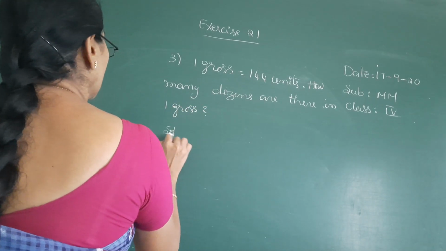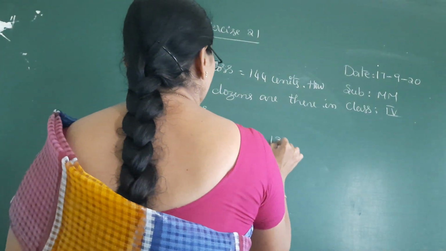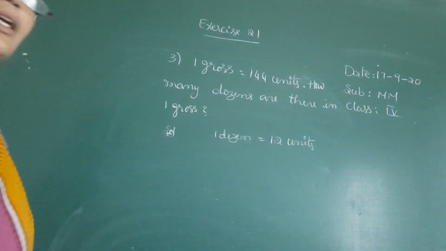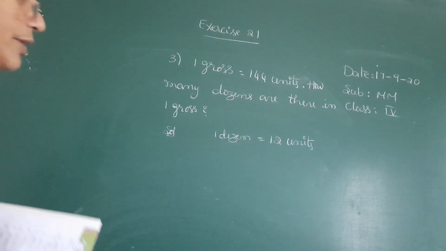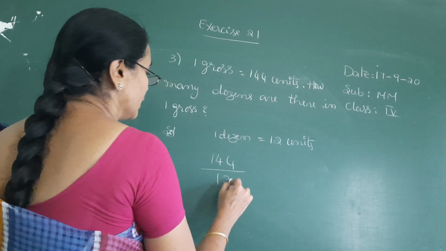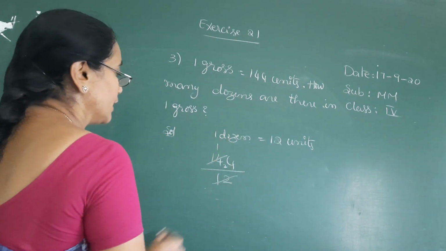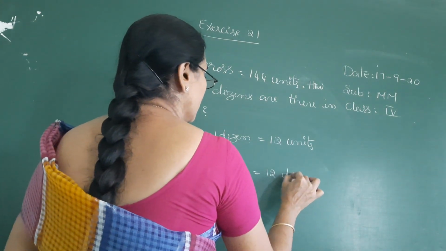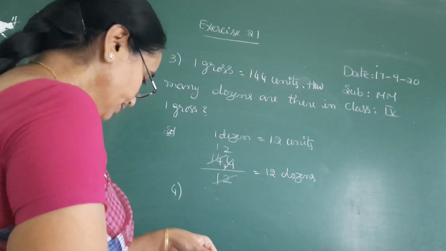See, already you know 1 dozen is equal to 12 units. So here the question is they are asking to find how many dozens in one gross. So you have to divide that with 12. 144 divided by 12. 12 ones are 12. 14 minus 12 is 2, it is 24. 12 twos are 24. That is equal to 12. 12 dozens.